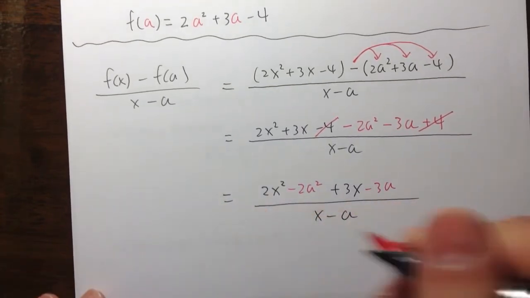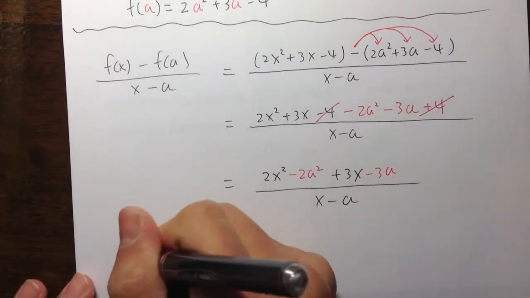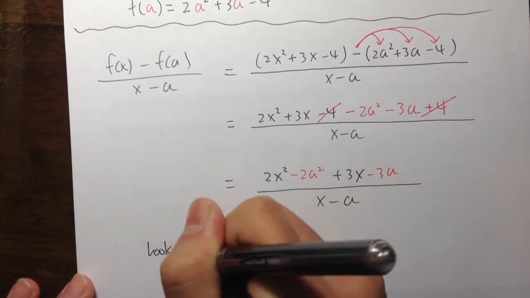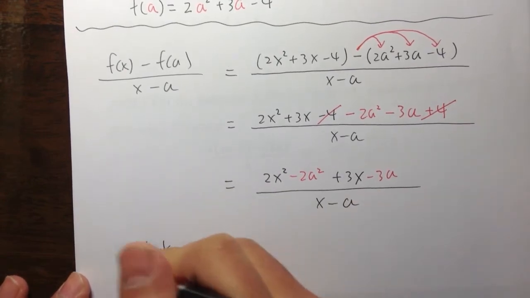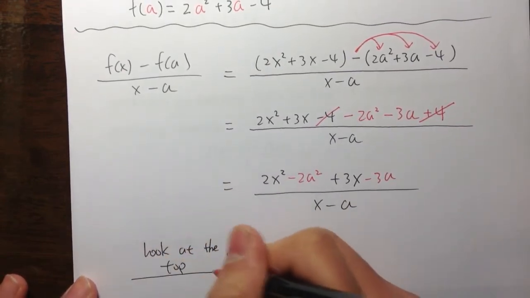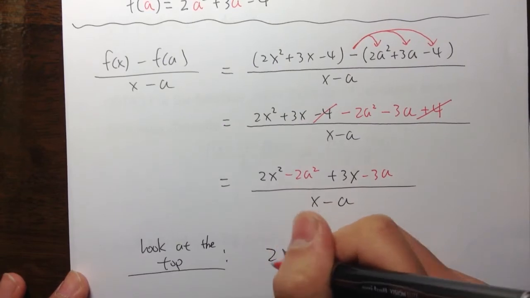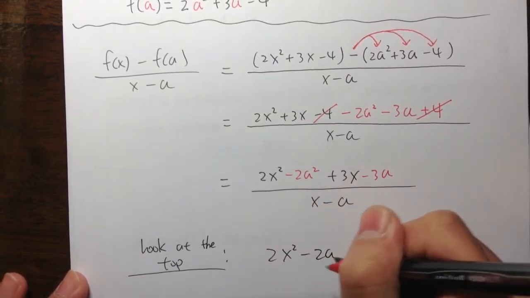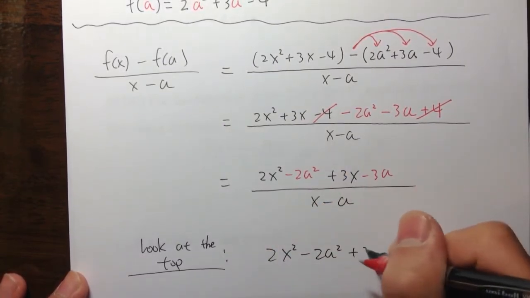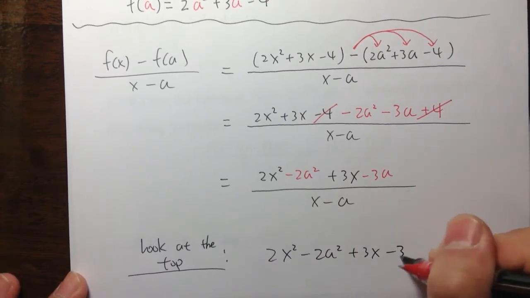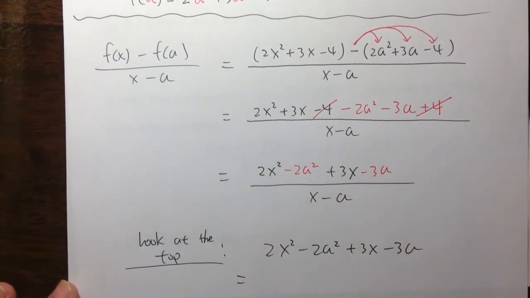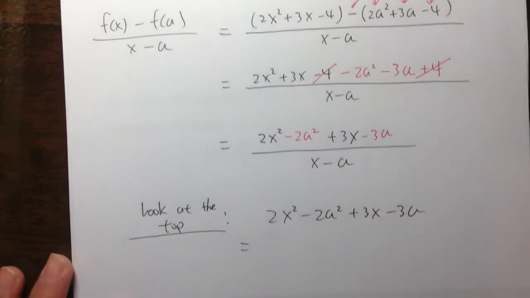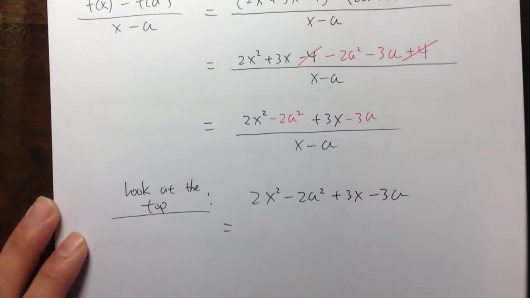I will just do it right here. I'll just put, look at the top. Look at the top. Technically, I should say factor out the top, but you know what I mean. So look at the top, 2x squared minus 2a squared plus 3x minus 3a. I just want to try our best to factor it.